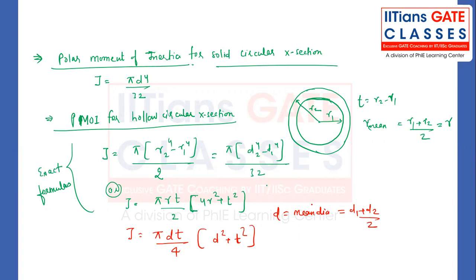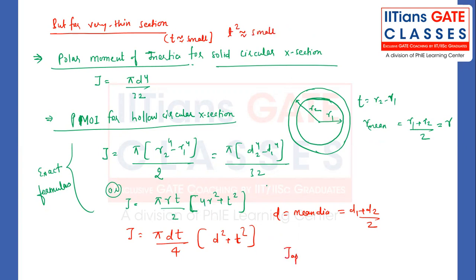But for a very, very thin section, my friend, we can neglect t square. T will be very, very small, so t square will also be very, very small, and we can neglect that. Then the approximate formula will be J approximately equal to pi d cube t divided by 4. Remember, this approximate formula applies when t square is taken as 0.